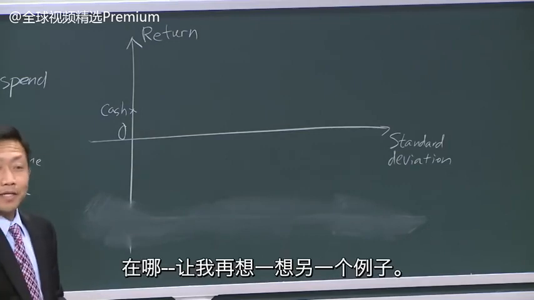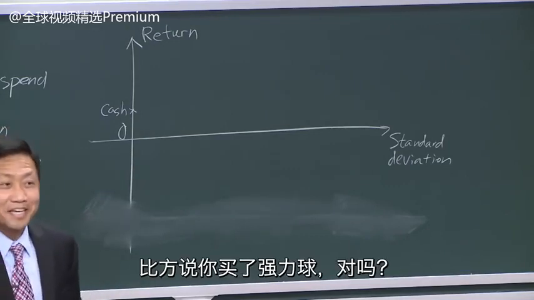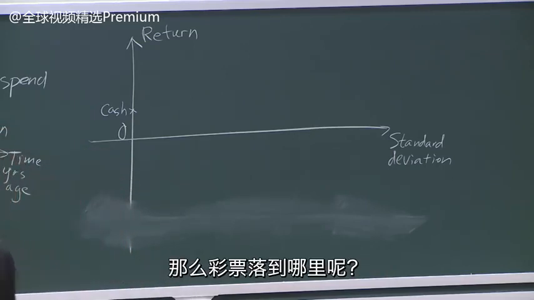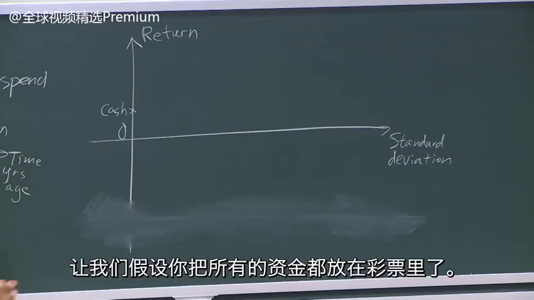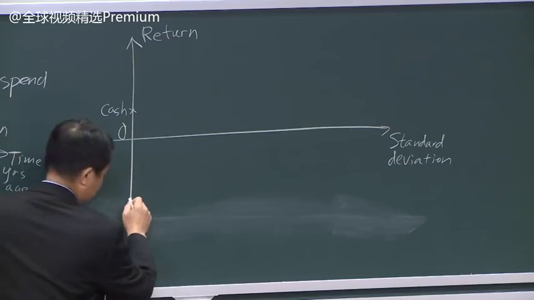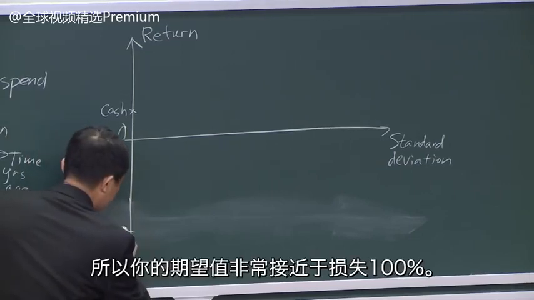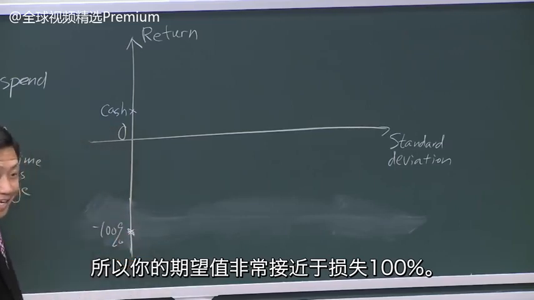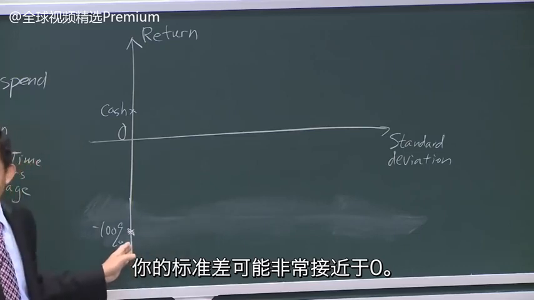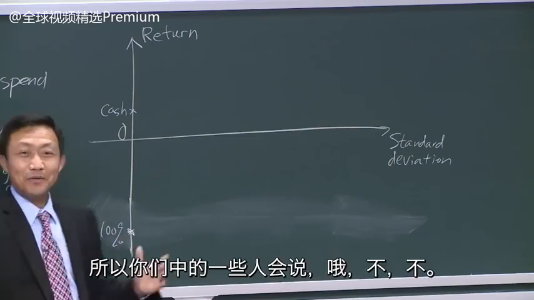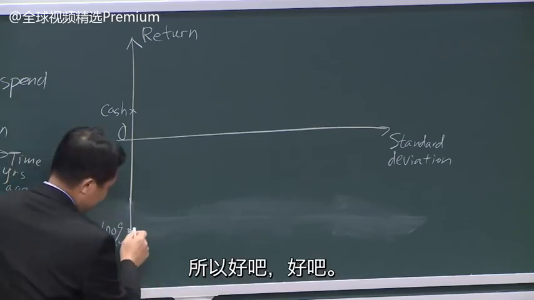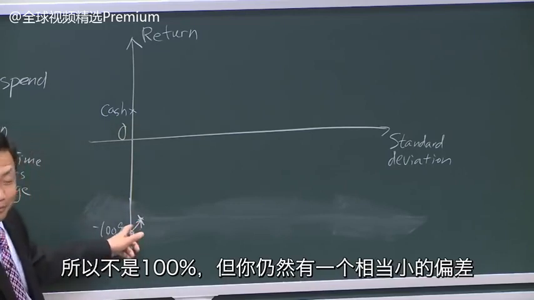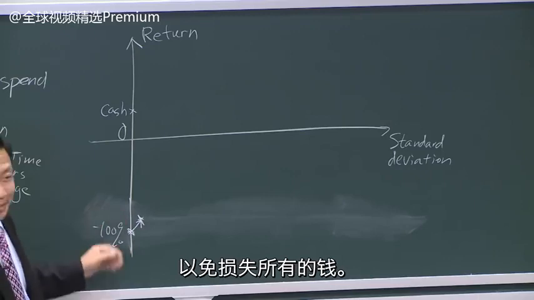Let me think about another example. Where's lottery? You buy your Powerball. Let's assume you put everything in lottery. You're going to lose, so your expected value is very close to losing 100%. And your standard deviation is probably very close to zero. Oh, no, it's not exactly zero. So maybe it's somewhere here. Not 100%, but you still have a pretty small deviation from losing all the money.